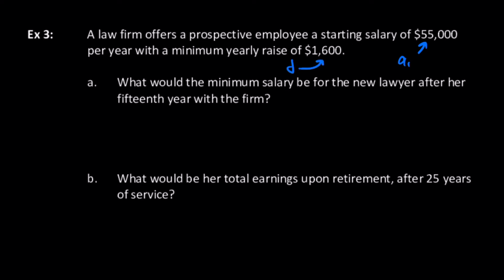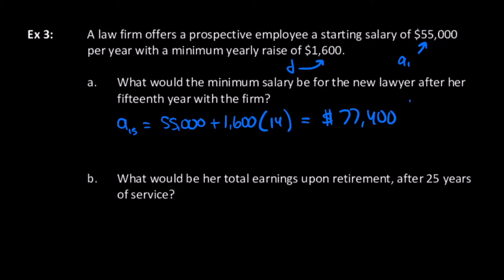This is arithmetic. What would the minimum salary be for the new lawyer after the 15th year with the firm? I want a sub 15. What's it going to be that year? That's going to be a sub 1, 55,000, plus d, 1,600, times n minus 1, or 14. And throw that into the calculator, I got 77,400. So it's just a straightforward substitution into our arithmetic formula.